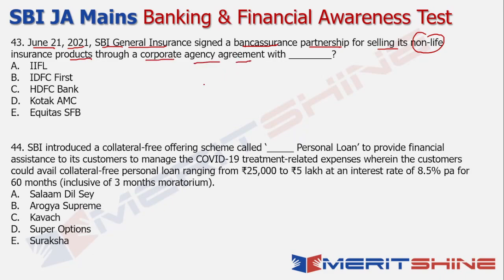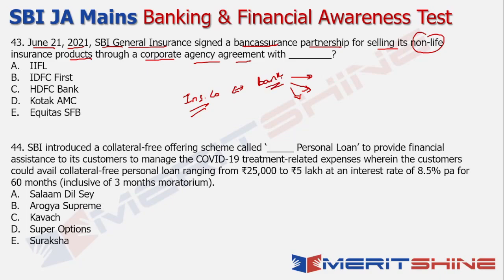So when I talk about bancassurance, what is bancassurance? It is basically a collaboration or a tie-up between an insurance company and a bank. And why is it called bancassurance? Because it is a tie-up with a bank, under which the insurance company will sell the insurance products to the customers of that particular bank, so using the bank's customer base.